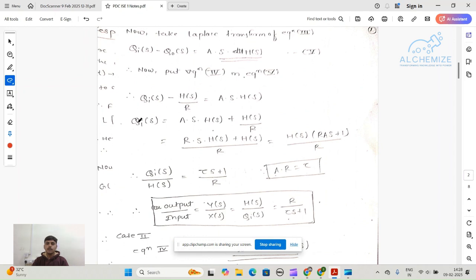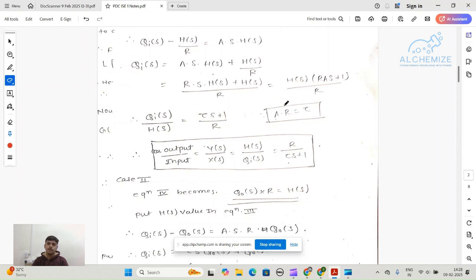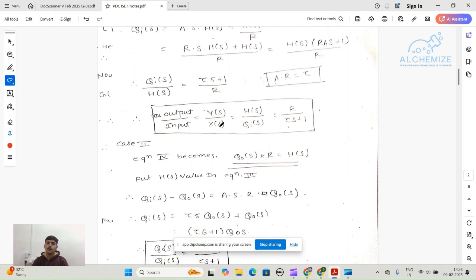So I put here, and I am writing the transfer function in the form of input flow rate. So that's why the Q i of S, I arrange the things here, you can understand. And A into R is tau. So I put A into R as tau. That's why A into R, I put tau into S plus 1 upon R.